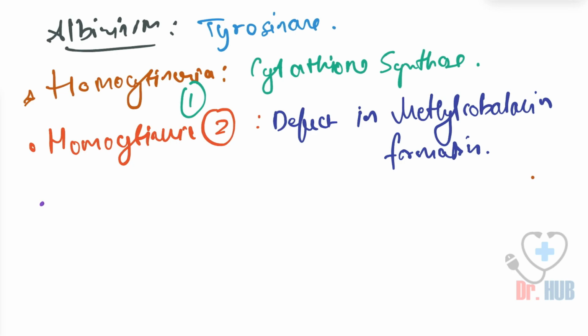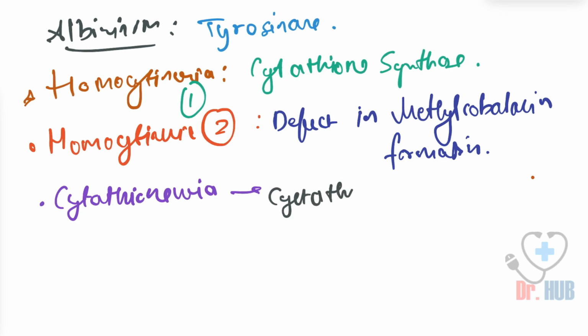Then we move on to cystathioninuria. So in case of cystathioninuria, the defect lies in the cystathionase.